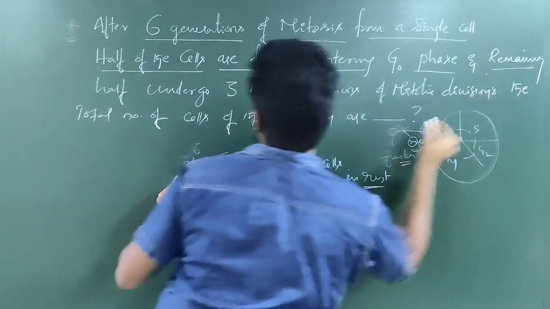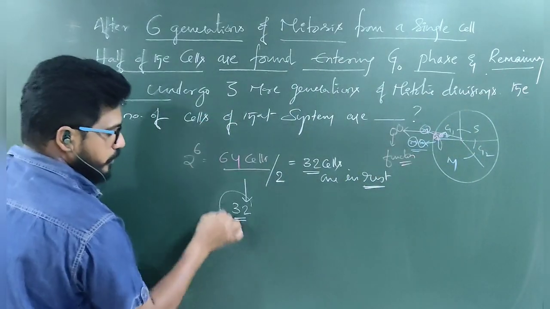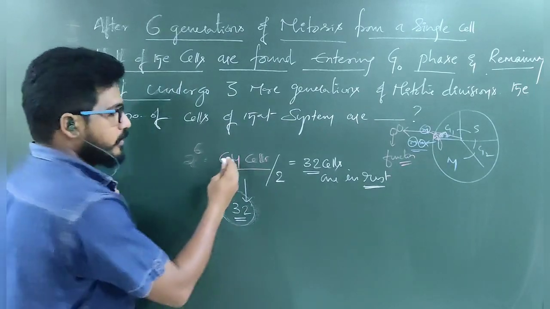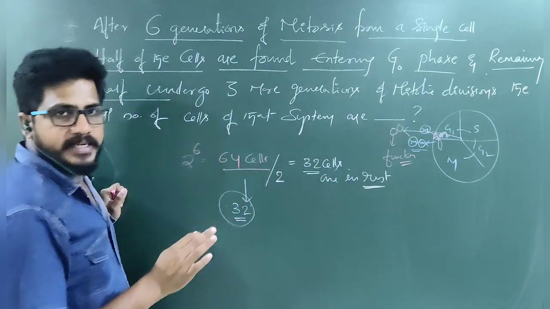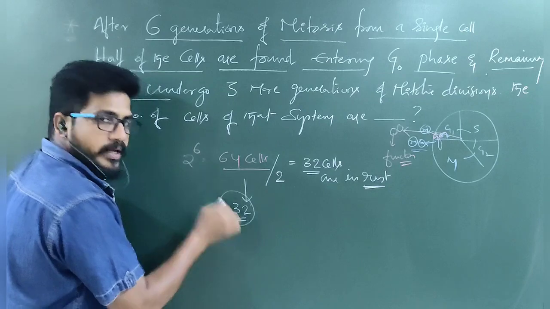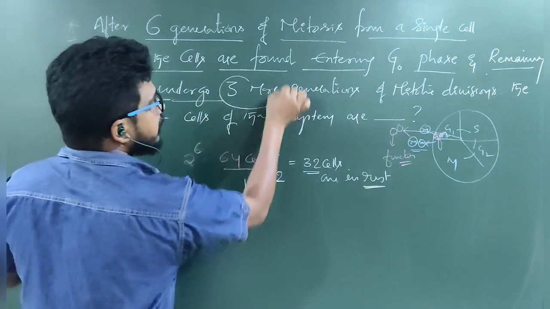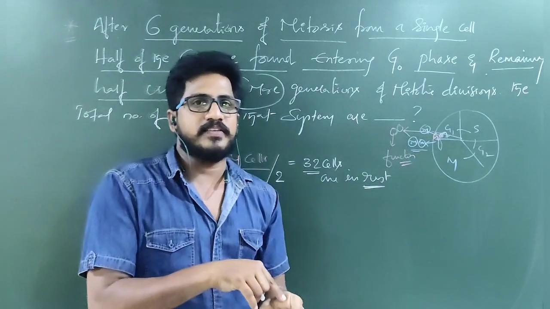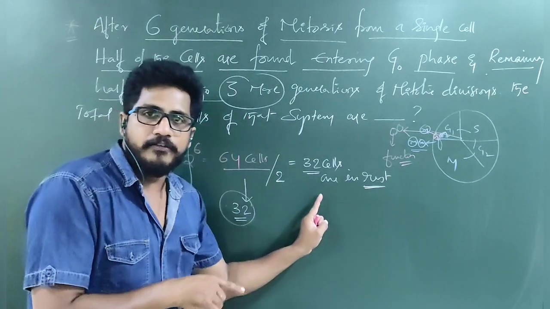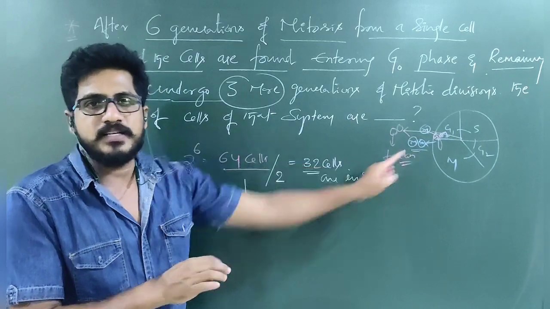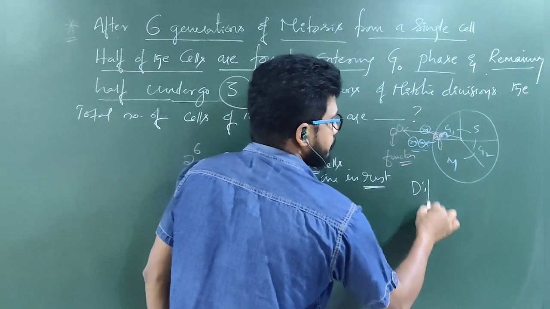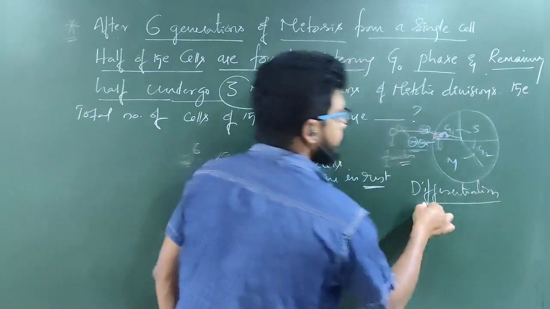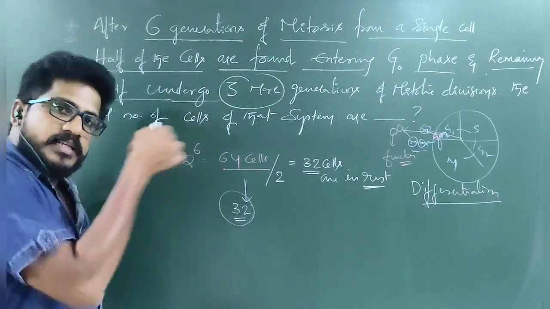Here you can see the remaining half. Remaining half means what? This 32. In 64, two 32s are there. One half, that is 32, is in rest. Another half, that 32, undergoes 3 more generations. So don't think that 64 cells go into the division. Of the 64, half are in rest through the G0 phase called differentiation. That is called differentiation. Then the rest of the 32 cells continue.